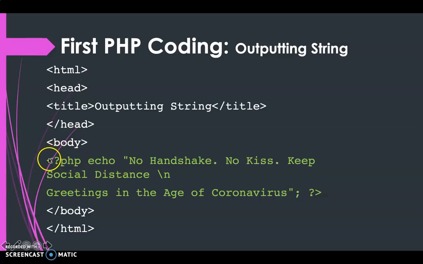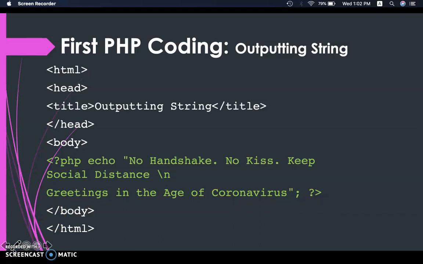Let's take a look. This is the opening of PHP, and when we output something on the screen, we use echo. Echo means it will show something on the screen. Echo with a double quotation and a closing double quotation, and then you put in your content. With the coronavirus attack, maybe I will just put a message: no handshake, no kiss, and keep social distance. And on the next line, I will use \n, which means go to the next line. And I will show these are the greetings in the age of coronavirus.